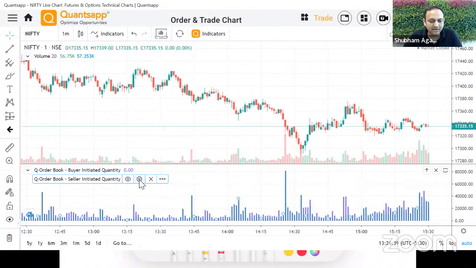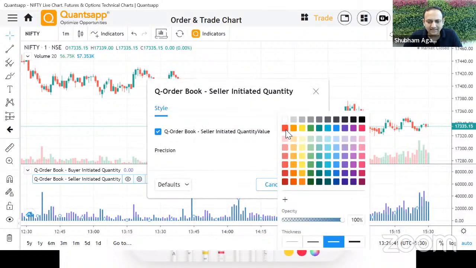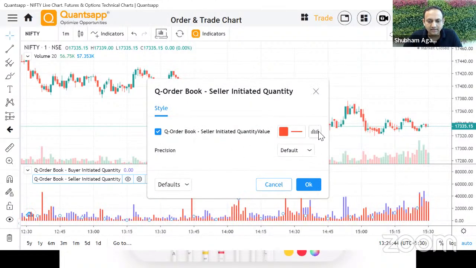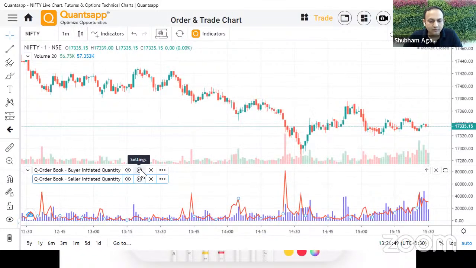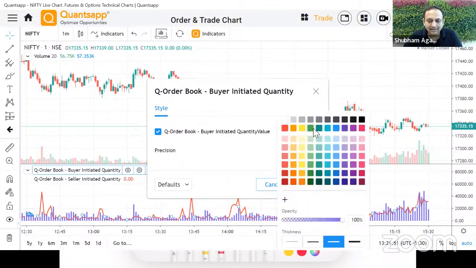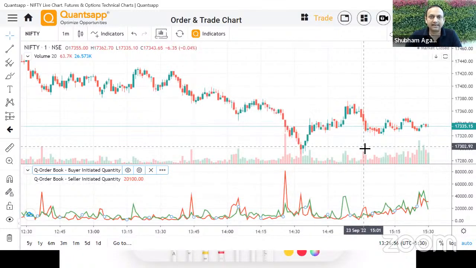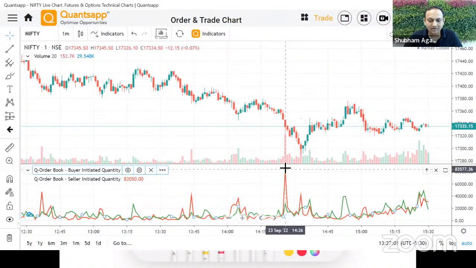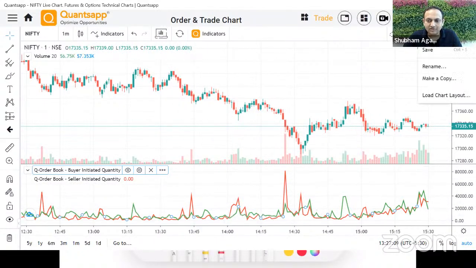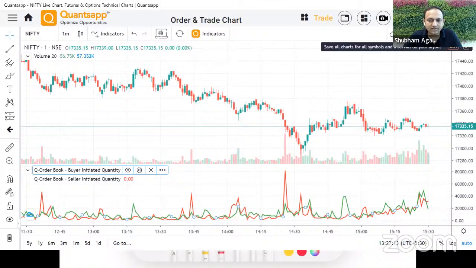So I'll click on settings and change the seller color to red, and make it a line chart and click on OK. The same thing we will do for buyers, where I'm making it green, clicking on the line chart and pressing OK. Now we have our indicator ready. So this is much more readable, and I can directly see that at this point the sellers, which is the red line, were significantly higher. After doing this, you can also save this. If you want, you can go and save this layout, right? So if I click on save, this is automatically saved.